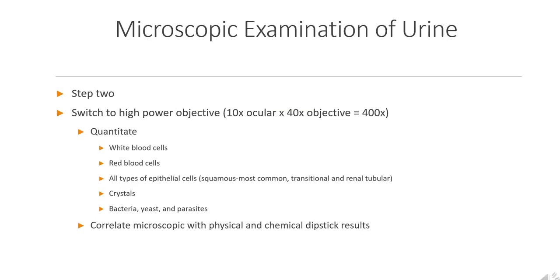Once we have completed our task on low power using the 10x objective, you'll then switch to the high power objective. This is the 40x objective on your microscope. When you multiply the ocular power of 10x by the objective power of 40x, the image is magnified 400 times. We enumerate the red cells, white cells, and all types of epithelial cells that are present. We also quantitate the crystals, bacteria, yeast, and parasites. Always correlate your microscopic findings with the physical and chemical dipstick results.